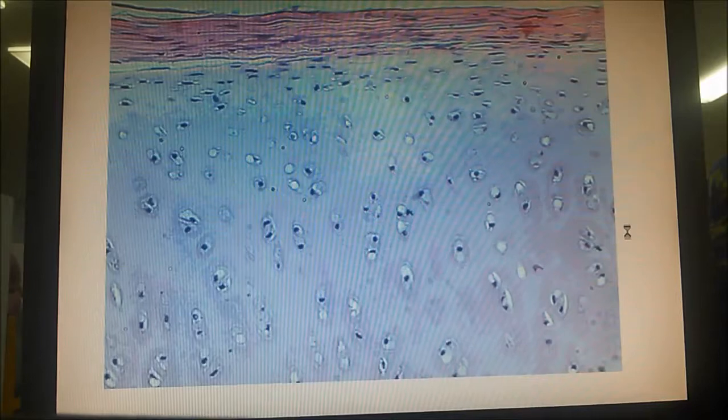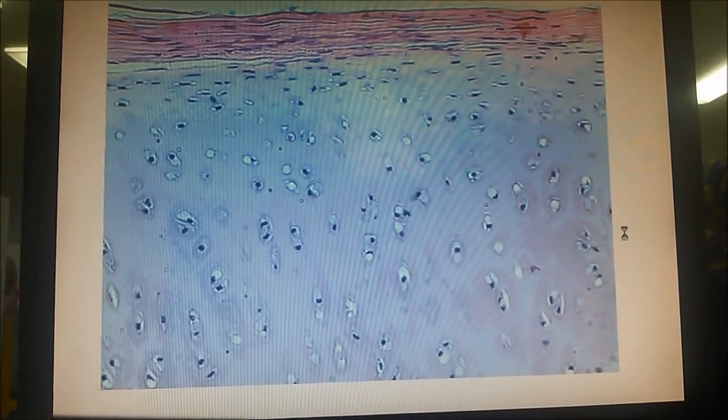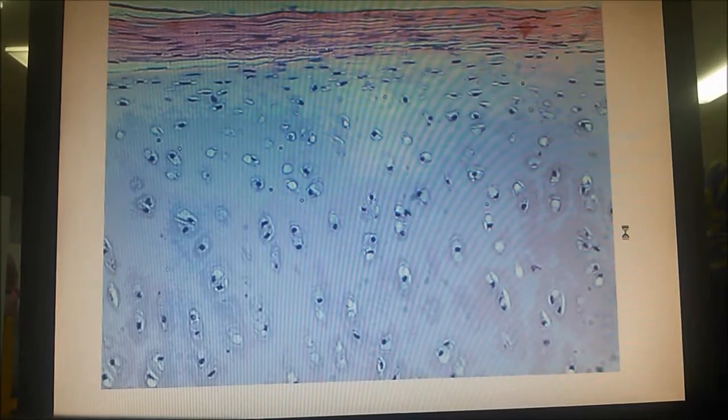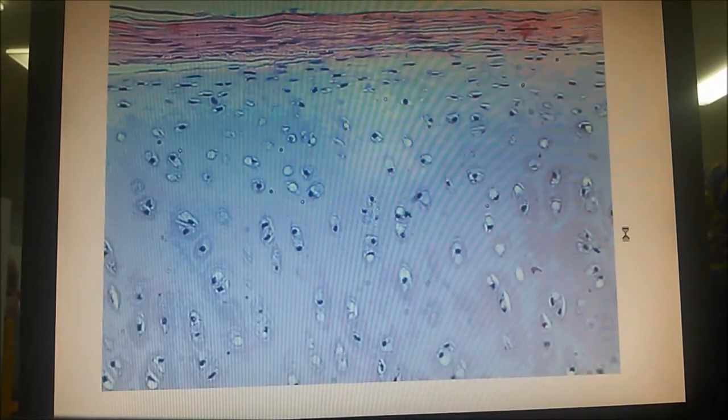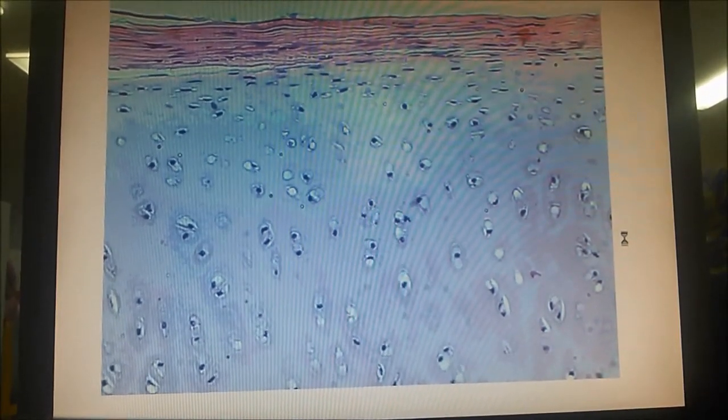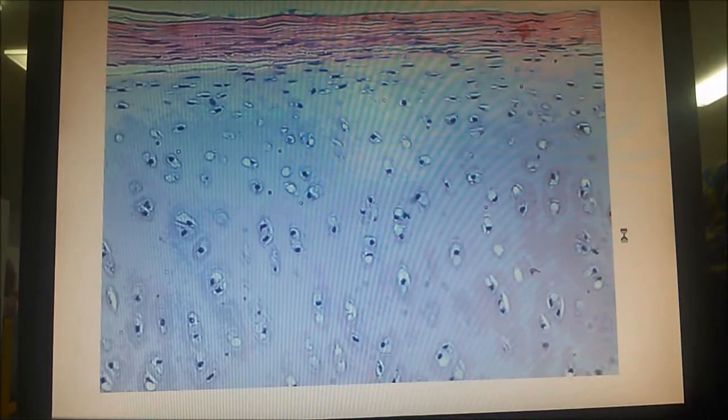Second, you have three types of cartilage. The difference is in the components of the matrix. What can you find in the matrix? The most common type of cartilage that you know is hyaline cartilage. What does hyaline mean? Yes, glassy. That's right, glassy, a little transparent.